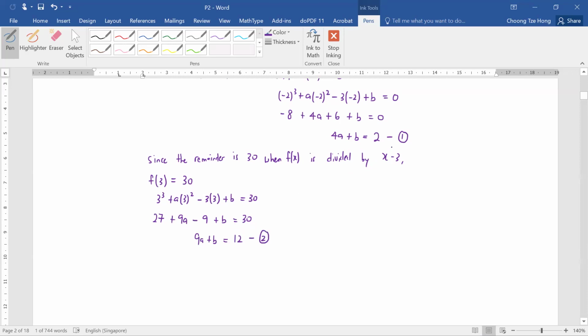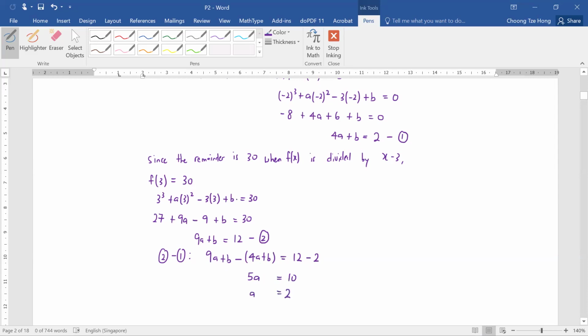Now we need to solve equations 1 and 2 simultaneously. It should not be difficult. We can use the elimination method because both have a b. We're going to use equation 2 minus equation 1: left hand side minus left hand side, right hand side minus right hand side. From here, we will be left with 5a equals 10. So a is going to be 2.